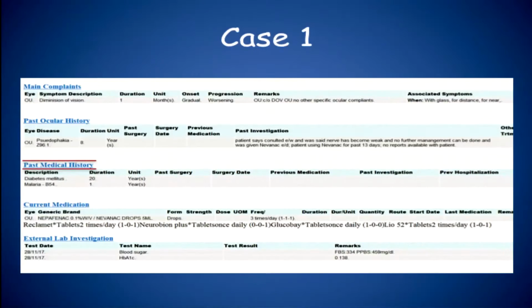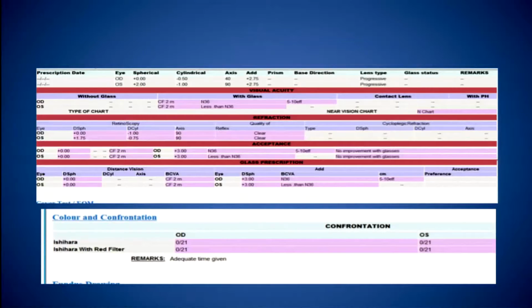So now we look at some cases. The first case: this lady has come to us with complaints of decreased vision since the past 1 month. I have intentionally put the whole case file here. You just look at this. The patient has given a history of diabetes since 20 years, malaria 1 year, and all the details of the drugs have been given here. And she has this recent onset decrease in vision. Her vision is counting fingers 2 meters in both the eyes. Color vision is 0/21.